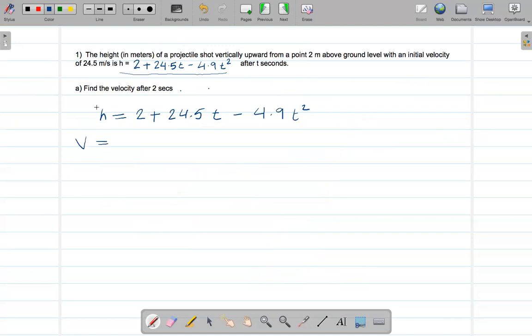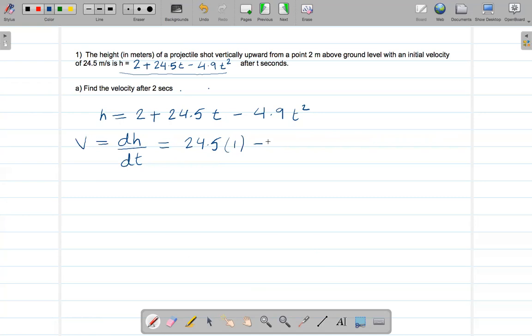All right, so let's find the velocity. v is equal to, I'm taking the derivative of this function, or dh over dt, which is, now if I take the derivative of this number, it's 0, so you don't have to write that. When you take the derivative of this, 24.5 stays there. Now you're taking the derivative of just t in terms of t, so dt over dt is just 1.